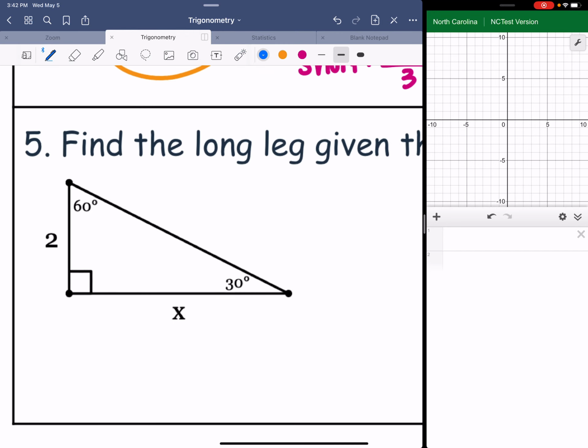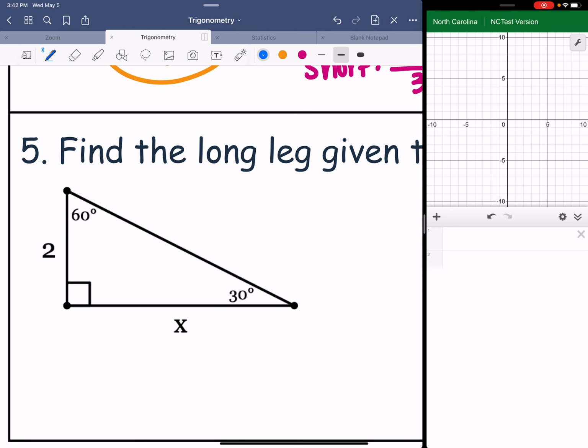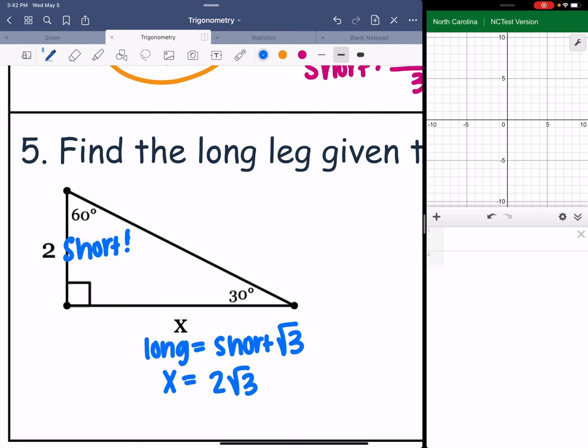Number 5 is also not so bad because we have the short leg, which is our magic leg. So the short leg compared to the long leg, the long is always the short times the square root of 3. So x in this case is just going to be 2 times the square root of 3. And that's it.